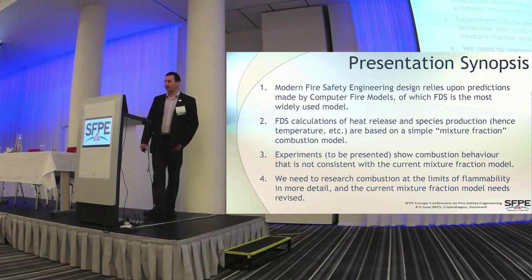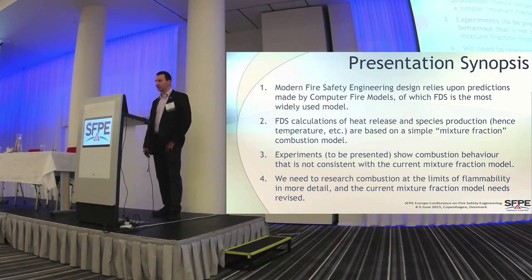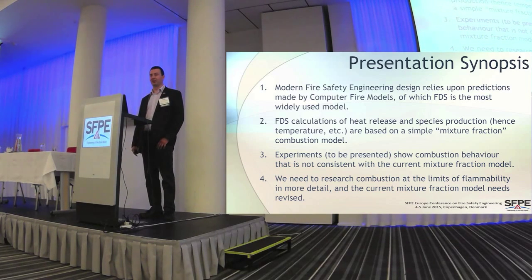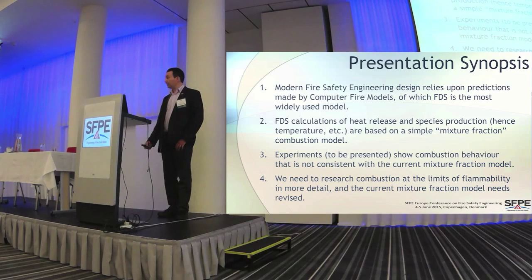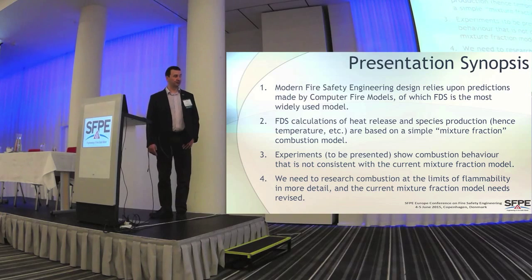FDS calculations of heat release, which we care about, and species production, which increasingly in a performance-based environment we're questioning, what are the tenability limits. Species production in the model is important, and both of those calculations are actually based on a very simple, some might even say simplistic, mixture fraction combustion model. And I'll be presenting some experiments which basically show combustion behavior that is not consistent with the mixture fraction model that's built into FDS and other models.